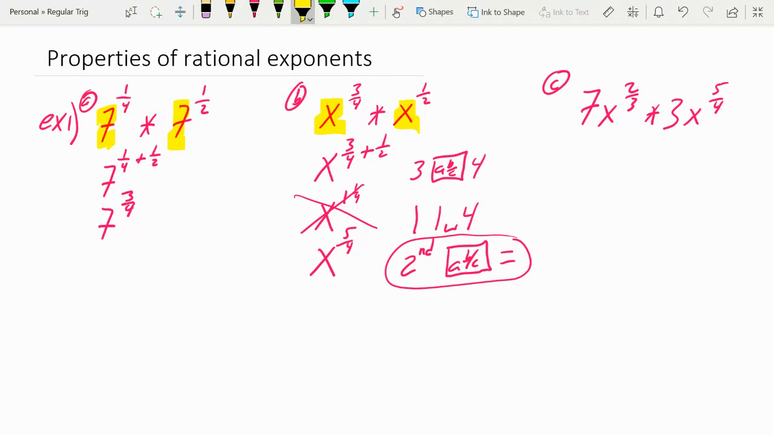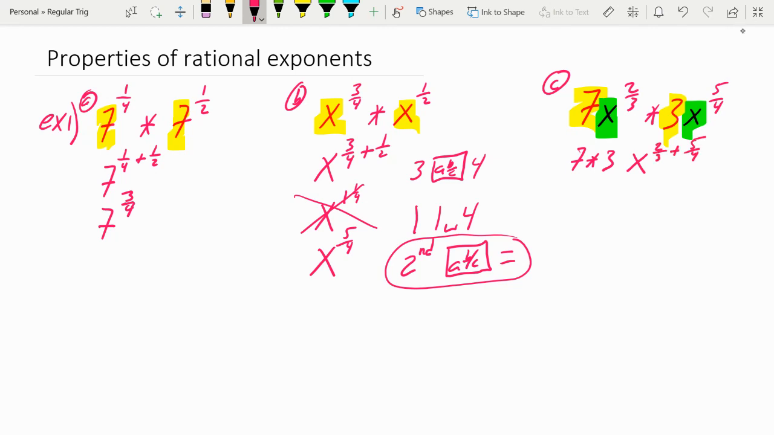Well, just looking at that right there, what's being raised to the 2/3 power? Just x. Just x is being raised to the 2/3 power. So since we're multiplying, we simply multiply those coefficients together. So 7 times 3. Just multiply like you've always multiplied. And now when I look at this, that base and that base are exactly the same. So what do we do when the bases are the same and we're multiplying? We add the exponents. So 2/3 plus 5/4.